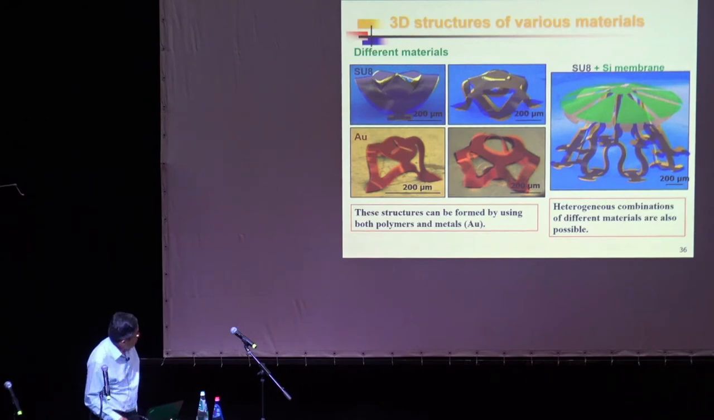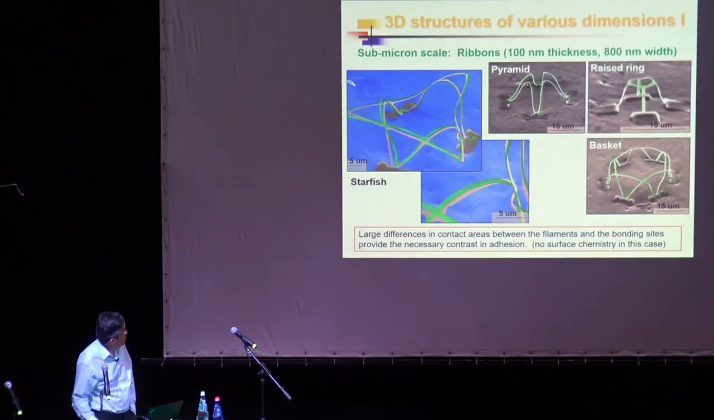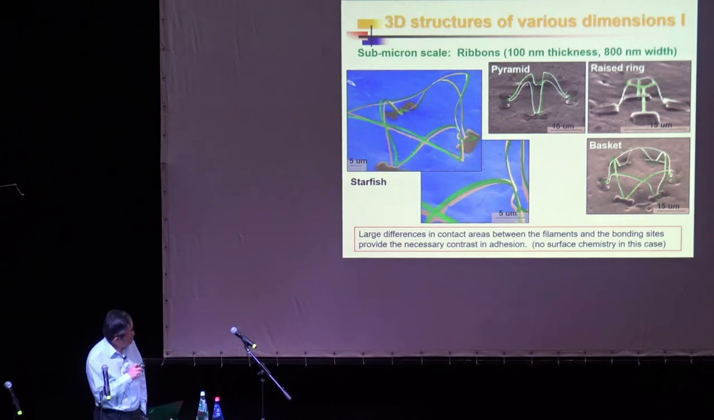So what about length scale? How small or how large can we push this approach? This one demonstrates it can go as small as 100 nanometers in thickness. So in this picture, I want to illustrate the green is the mechanics predicted shape. The gray is the SEM image. You can see very good agreement between them.